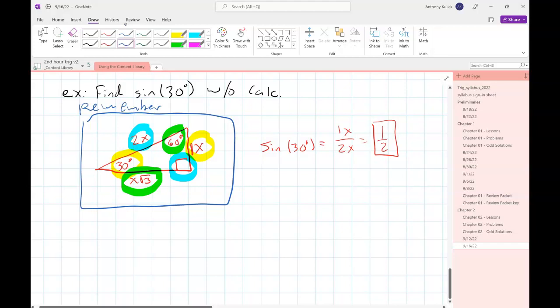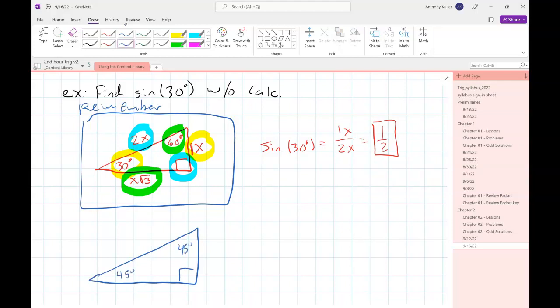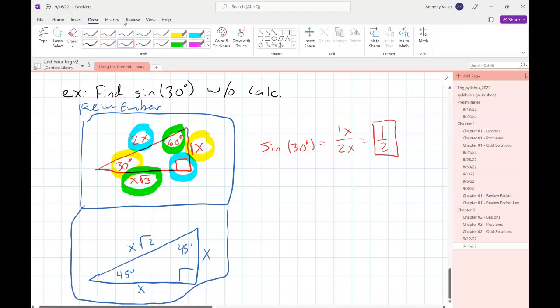The other one that we talked about was the 45, 45, 90 triangle. Let's write that one in real quick because it's been a few minutes since we've had a geometry class, and I know all that stuff fades. So the ratio of side lengths for a 45, 45, 90 triangle: the legs are both x, since it's an isosceles triangle, and the hypotenuse is x root 2. Since we're on the topic, we might as well review that too.